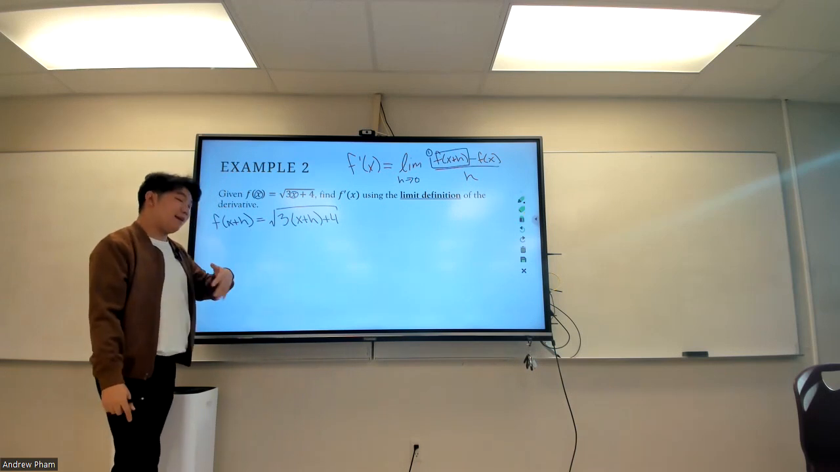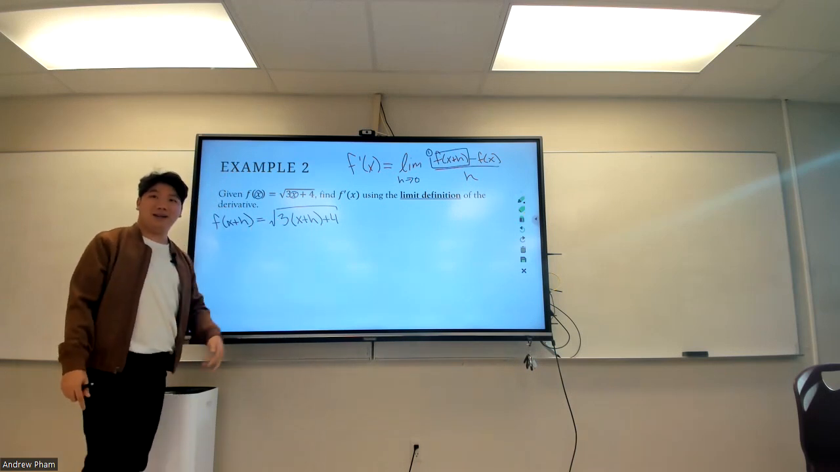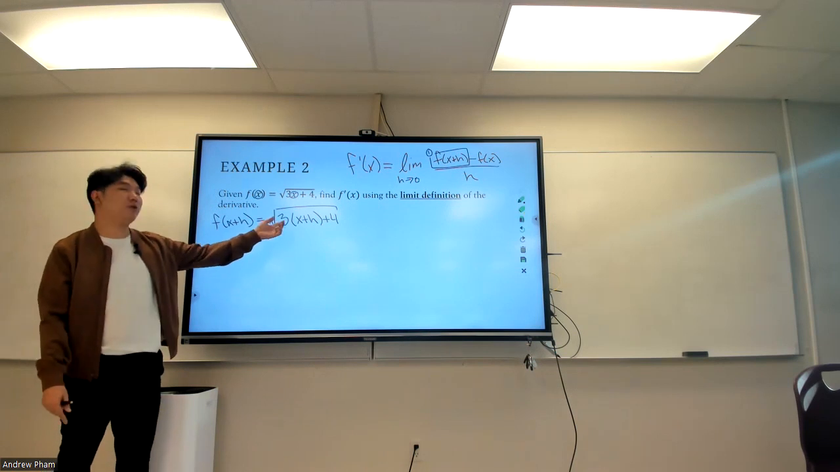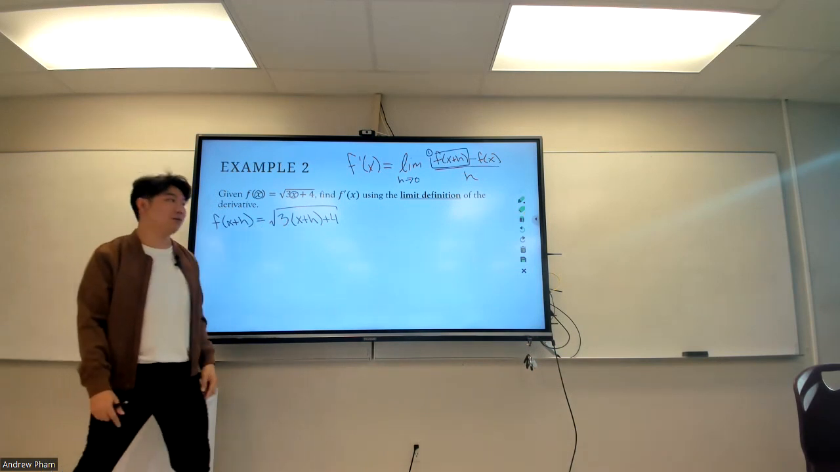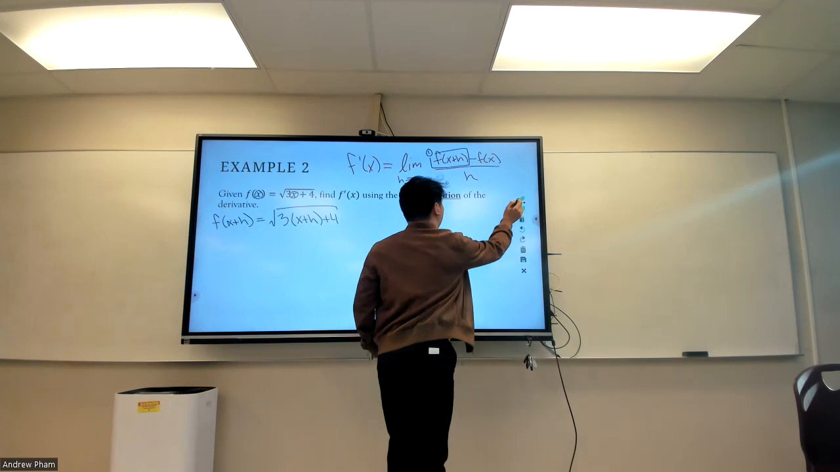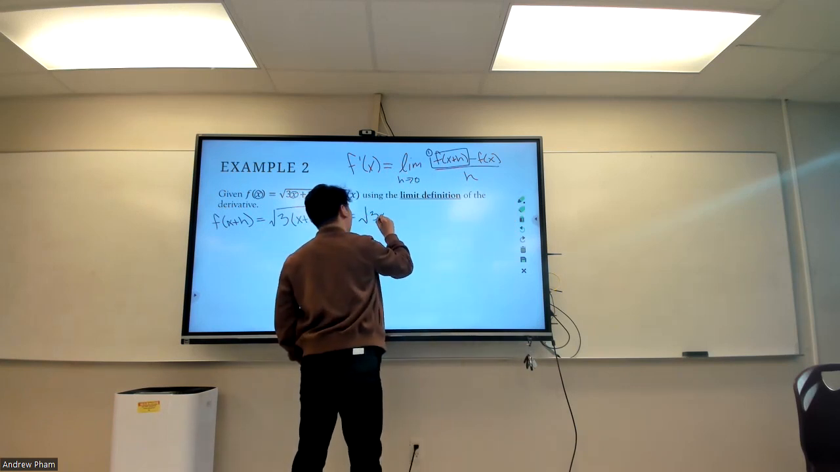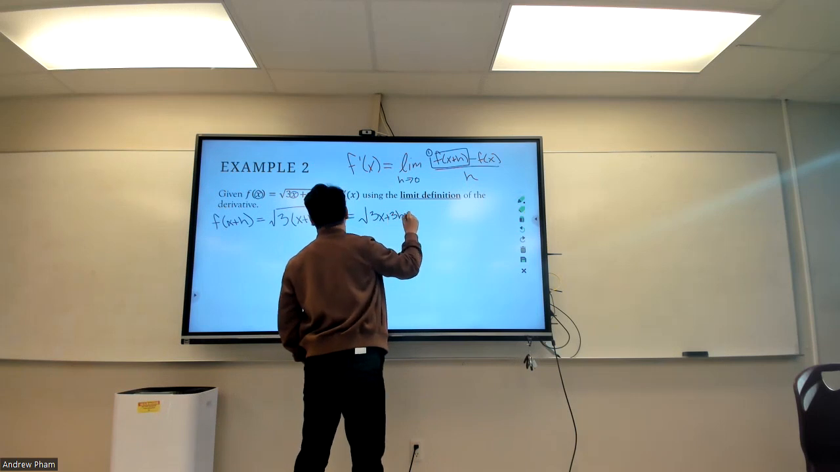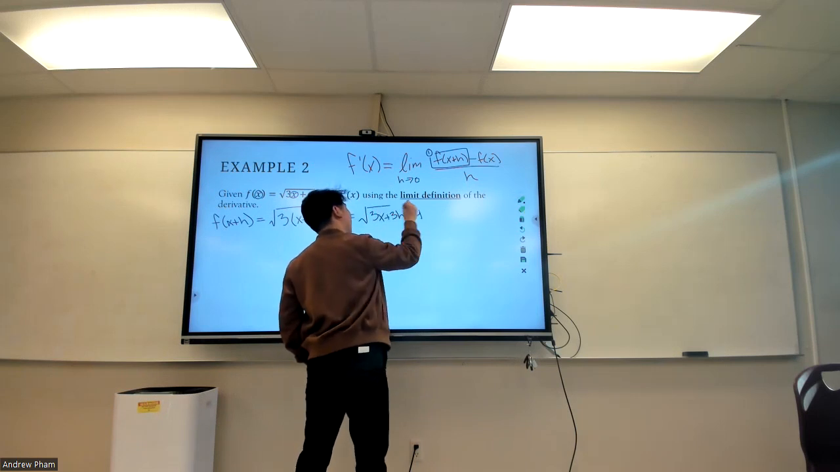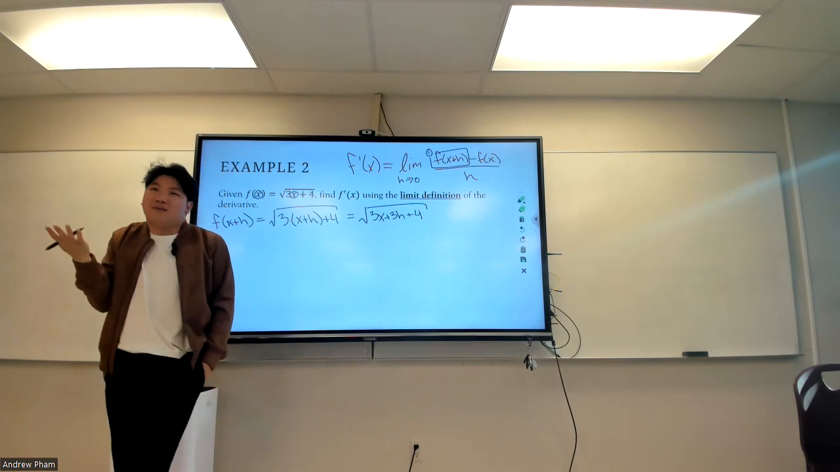So the good news about this is that there's not really much for us to simplify. The most I could really do is multiply out this 3. Giving me square root of 3x plus 3h plus 4. And there's not much else we can really do there.